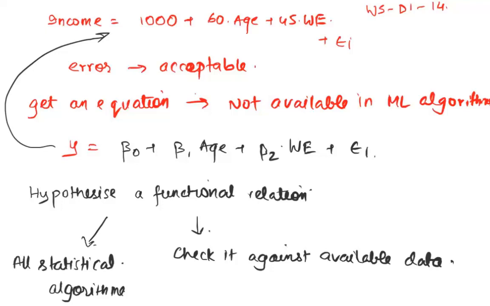Correct. So it will use some approach. It will have to find some way to estimate the best possible value of beta naught. Now, because it's an estimation, it will be coupled with a hypothesis, which is trying to see if that estimation is not some random fluke. That estimation is actually what it is.